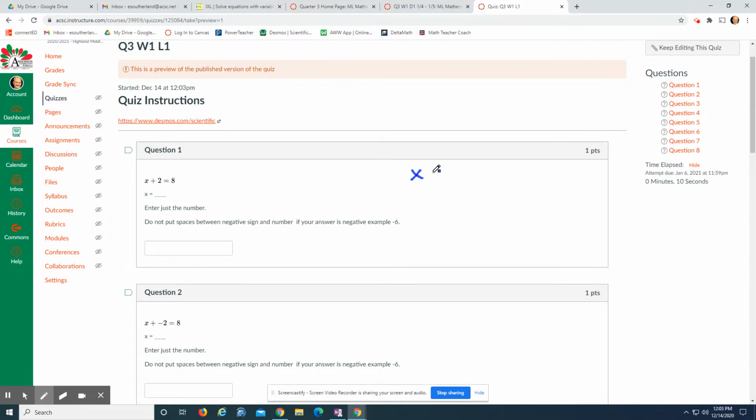So where it says x plus 2 equals 8, to solve that, you're going to do the inverse, which is to subtract 2 on both sides of the equal sign. So what ultimately happens is the x will drop down. These will cancel each other out. 8 minus 2 is 6. And so the answer that you would type in is simply 6 right there.